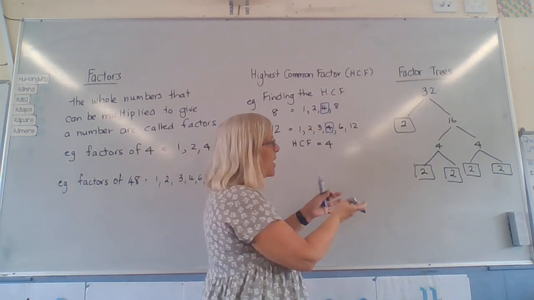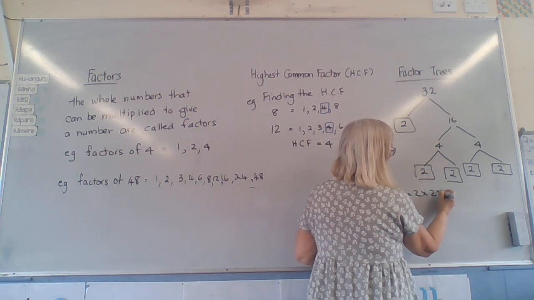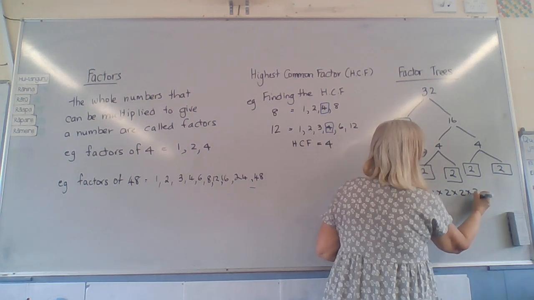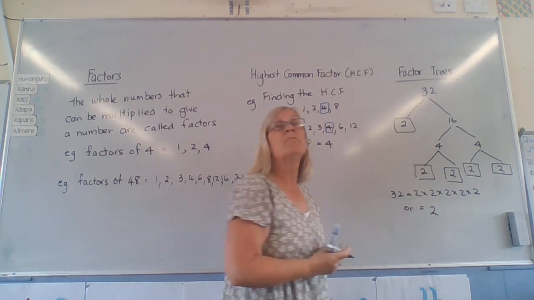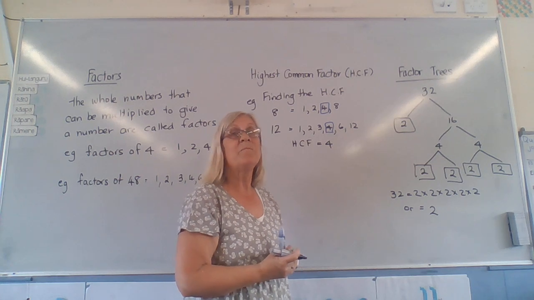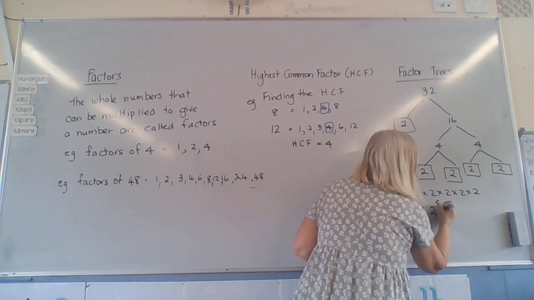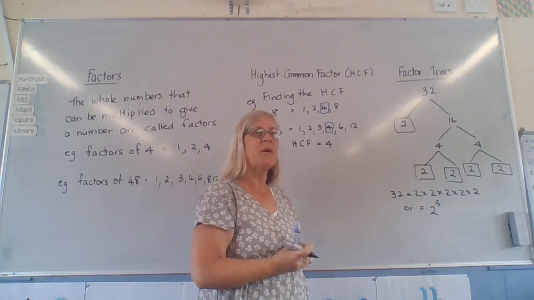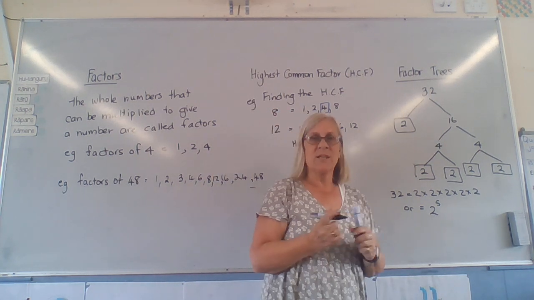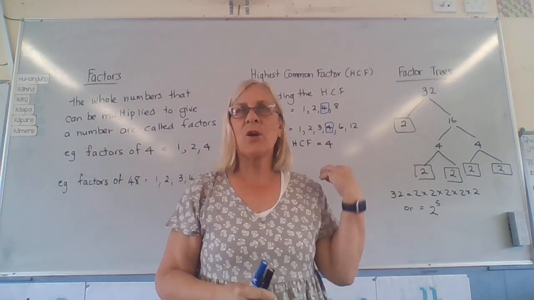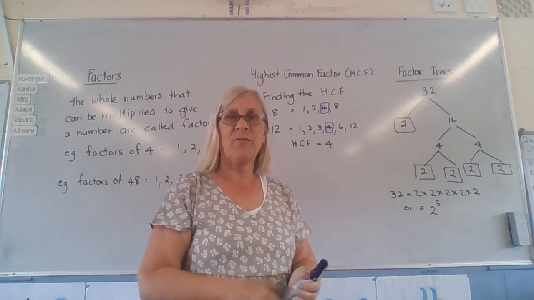So when we write the prime factors of 32, we write 32 equals 2 times 2 times 2 times 2 times 2, or equals 2 to the power of... Esther? Power of 5. There are 5 of them. 2 to the power of 5. We can write either of those and they are both correct. Factor trees help us to find highest common factors, but I'm not going to tell you about that today because that's part of our advanced lesson. So you're going to find that out for yourselves.